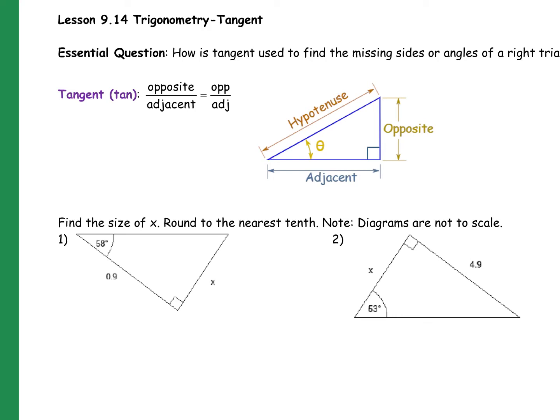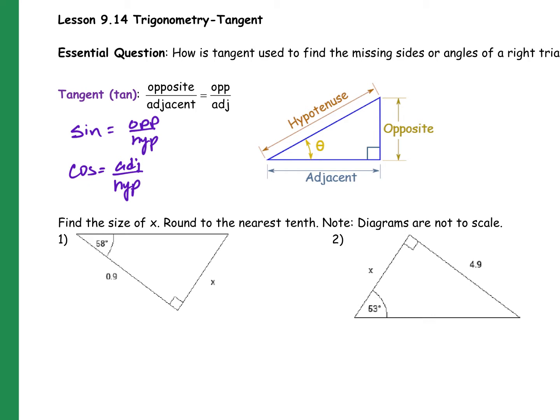So we're doing tangent today. Remember, sine is, what does sine equal? Is it opposite over hypotenuse? It is opposite over hypotenuse. Awesome. And cosine is? Adjacent over hypotenuse? Yes, good. Adjacent over hypotenuse. And tangent is opposite over adjacent. So tangent is the only one that we don't need the hypotenuse for.